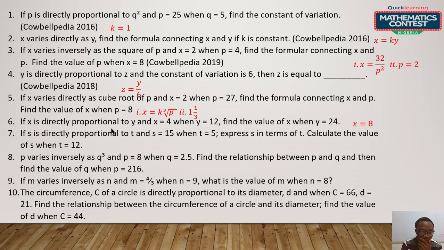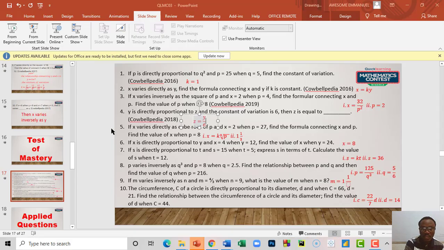If x is directly proportional to y, the next step will be x equals ky. We're told that x is 4 when y is 12. So to get our k, it will be 4 over 12, which is 1 over 3. If k is 1 over 3, the relationship between them will be x equals 1 over 3 y. So y is 12 now. Since y is 12, 1 over 3 times 12, the answer is 4.